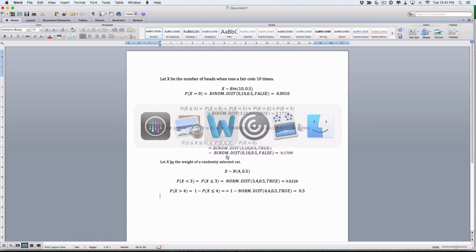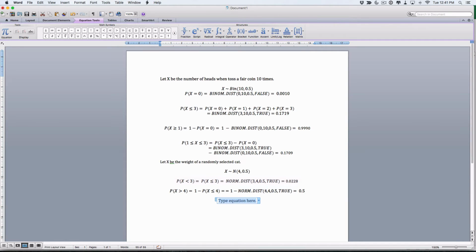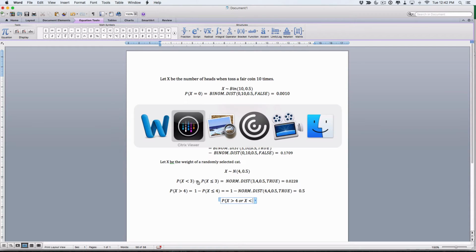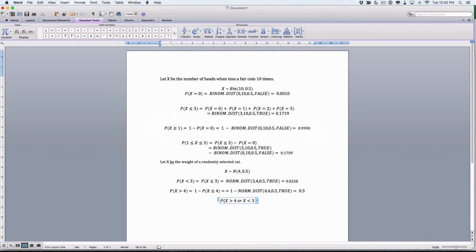So what do we want? We want the probability that x is greater than 4 or x is less than 3. Now, we've got an OR question. Can the weight of a cat be greater than 4 and less than 3 at the same time? No, it can't. So they're disjoint.